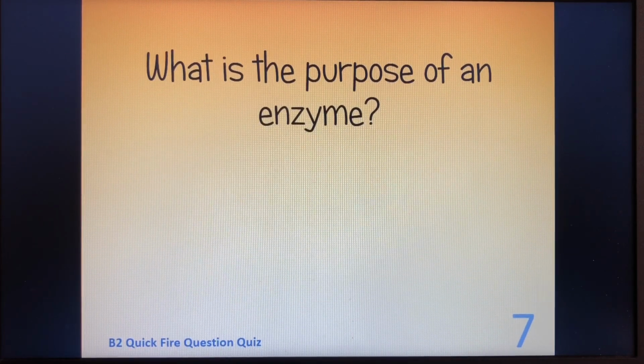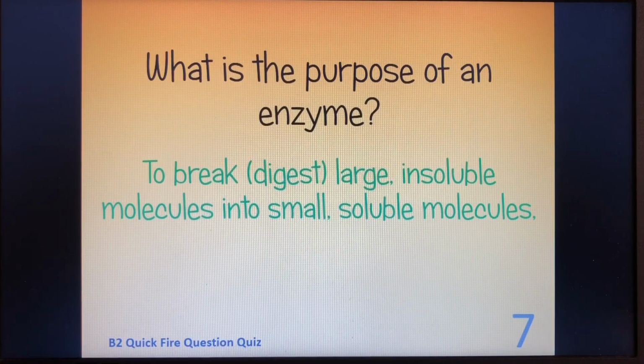Quite a long-winded answer for this one, so try and be as detailed as you can in your answer. And the answer is, they break large insoluble molecules into small soluble molecules, and we call that digestion. So when we digest our food, we take those large molecules that are insoluble, that means they can't dissolve, and we turn them into small soluble molecules. And why do we do that?